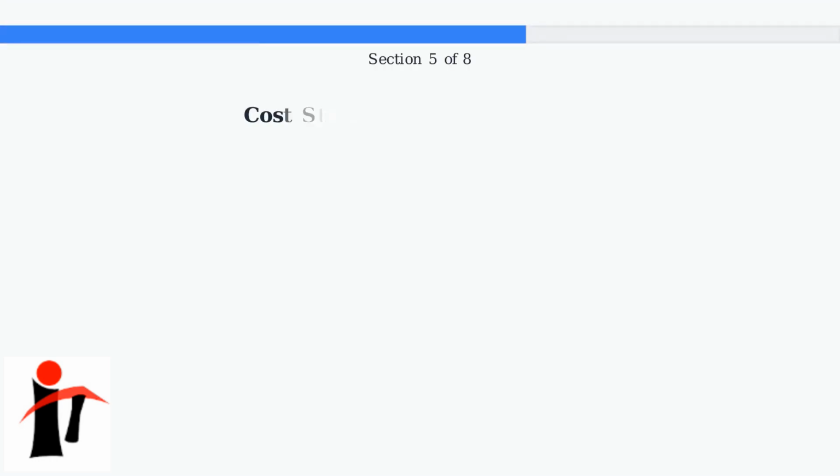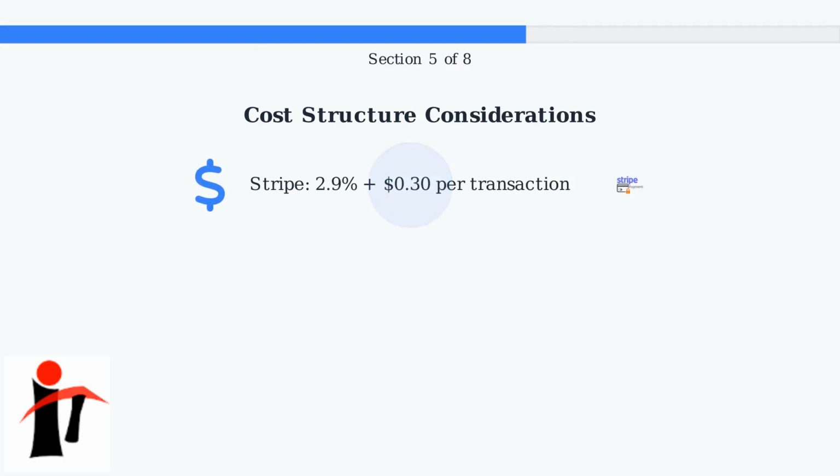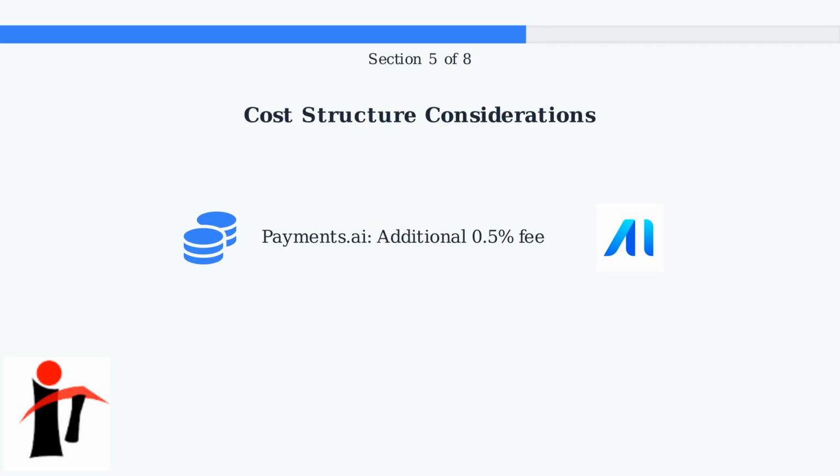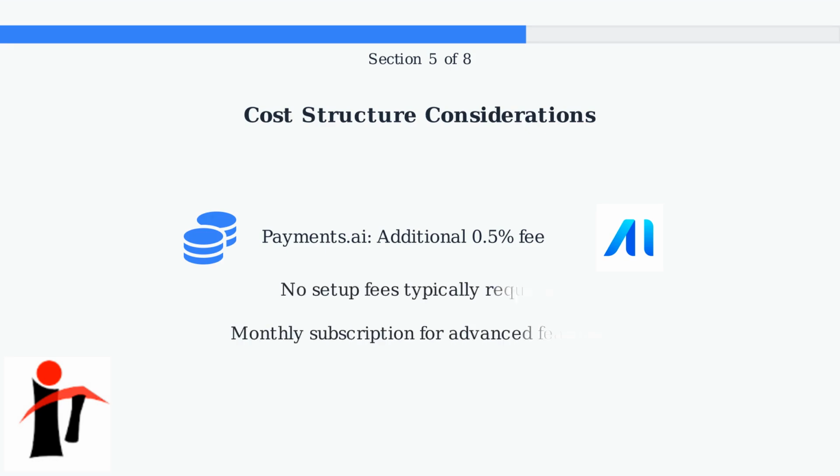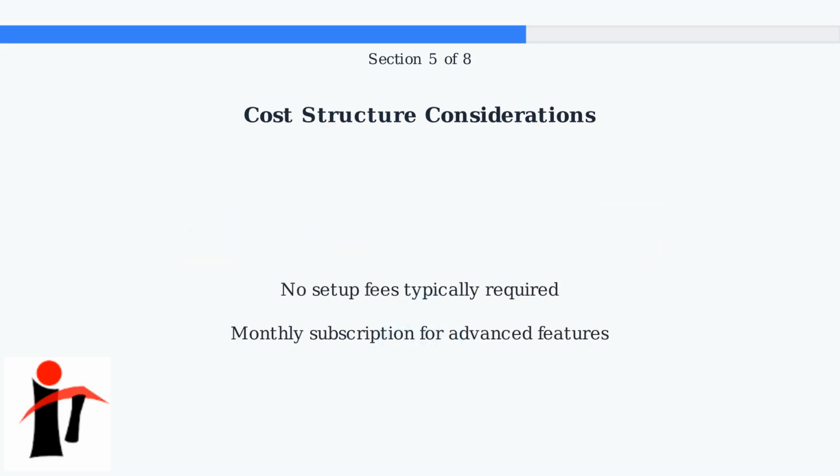When setting up Stripe through Payments.ai for ClickFunnels, it's important to understand the cost structure to ensure it fits your business needs. Stripe charges 2.9% plus 30 cents for each transaction, which is competitive for online payments. Payments.ai adds an additional 0.5% fee on top of Stripe's charges, making the total processing fee 3.4% plus 30 cents per transaction. This aggregator service provides the integration convenience but increases costs slightly. Typically, there are no setup fees for connecting Stripe via Payments.ai, which keeps the barrier to entry low.